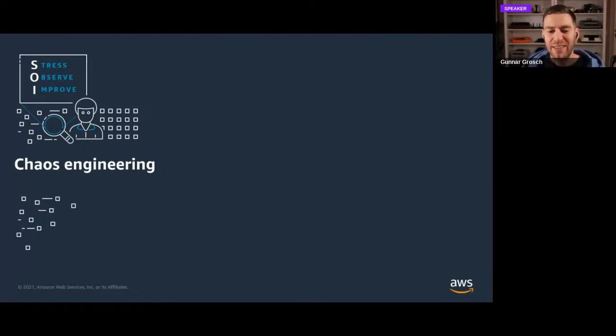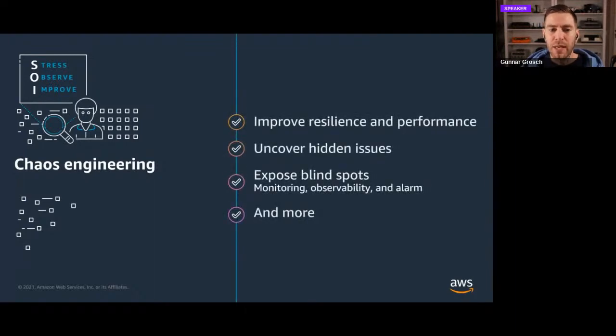And rather than letting those happen at 3 a.m. or during the weekend and in production, we create them then in our controlled environments and during working hours. So it's important, I think, to note that chaos engineering isn't just about improving the resilience of our application, even though the title of this session is exactly that. But it's also about improving the performance and uncovering hidden issues. Something that we think is really important is to expose monitoring, observability, and alarm blind spots, and more, like improving recovery time, improving the operational skills of your organization, and also improving the culture of your organization.